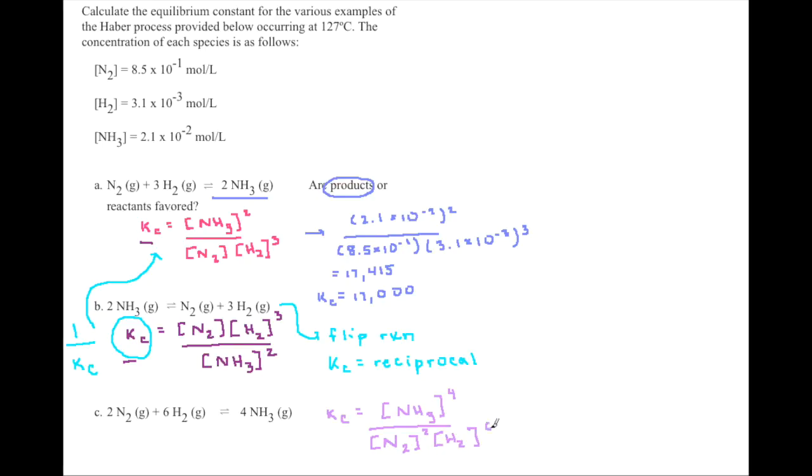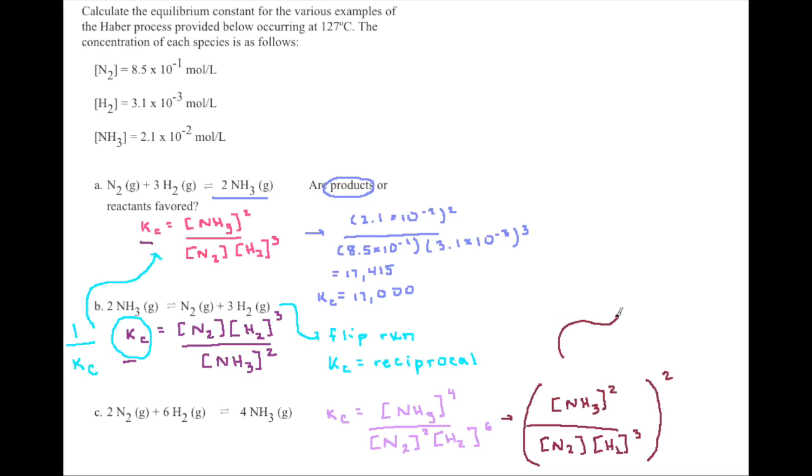And so if I want to get this equilibrium expression looking like what it did in A, what I could actually do is take NH3 squared all over just your N2 times your H2 cubed, but then take the entire expression and square it, because then I would get NH3 to the 4th, N2 squared, and H2 to the 6th.